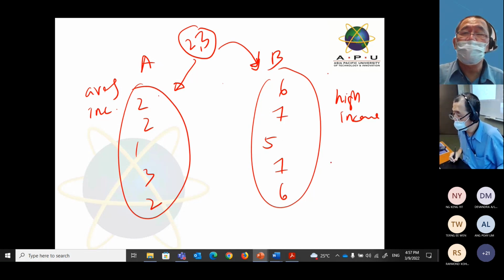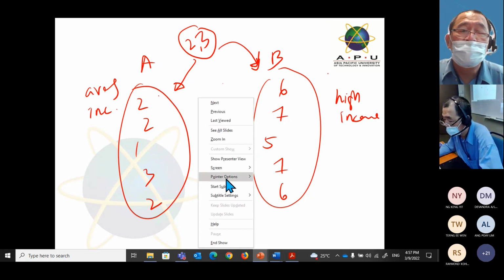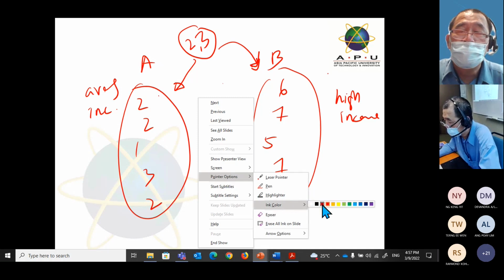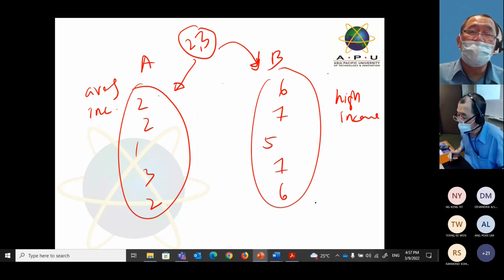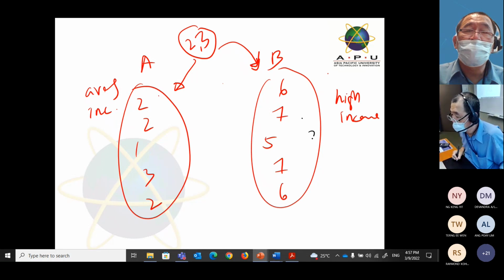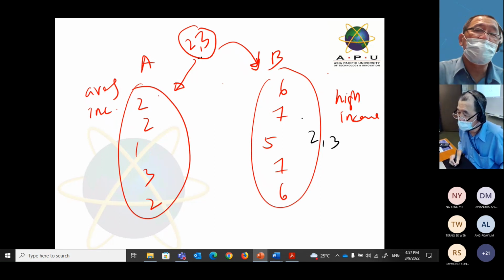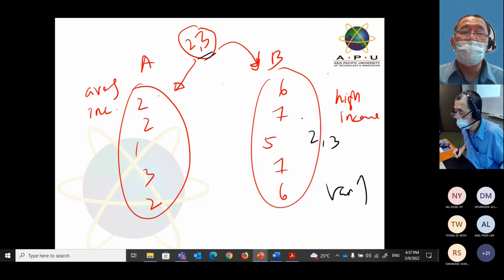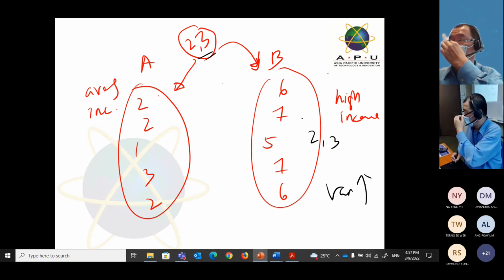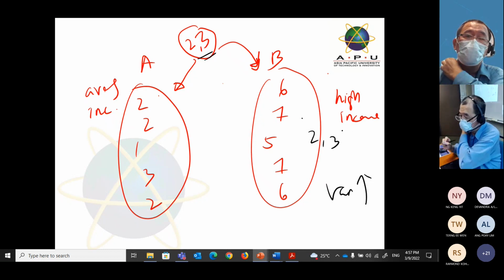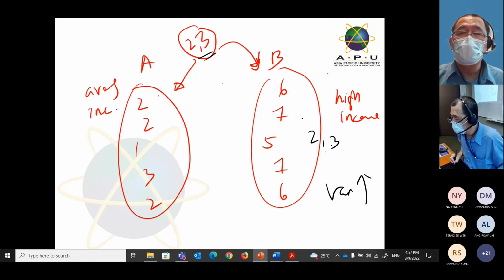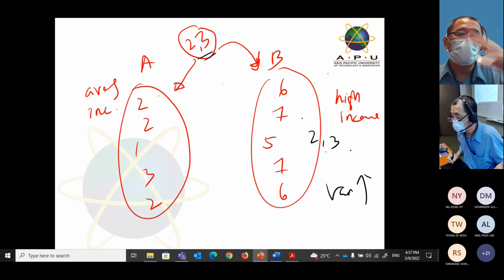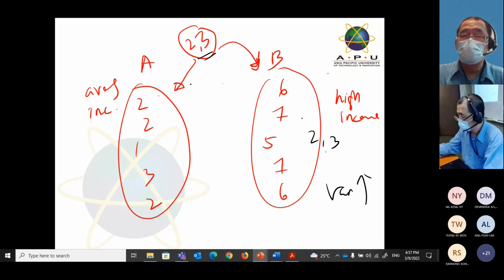If you include two more, let's say these two respondents, you put them here, we know the variance will be high. You see? Because 2 and 3 differ quite a lot from 7 and 6.